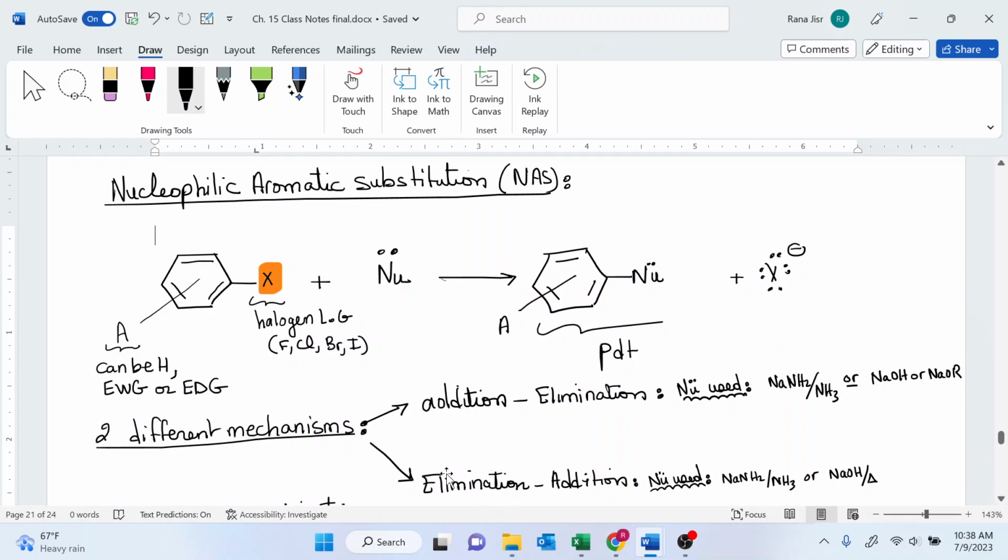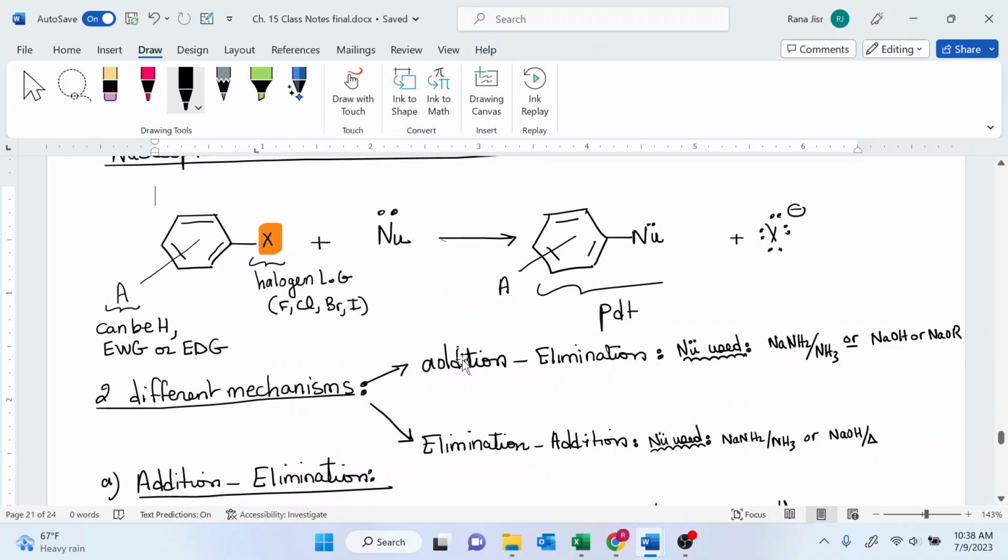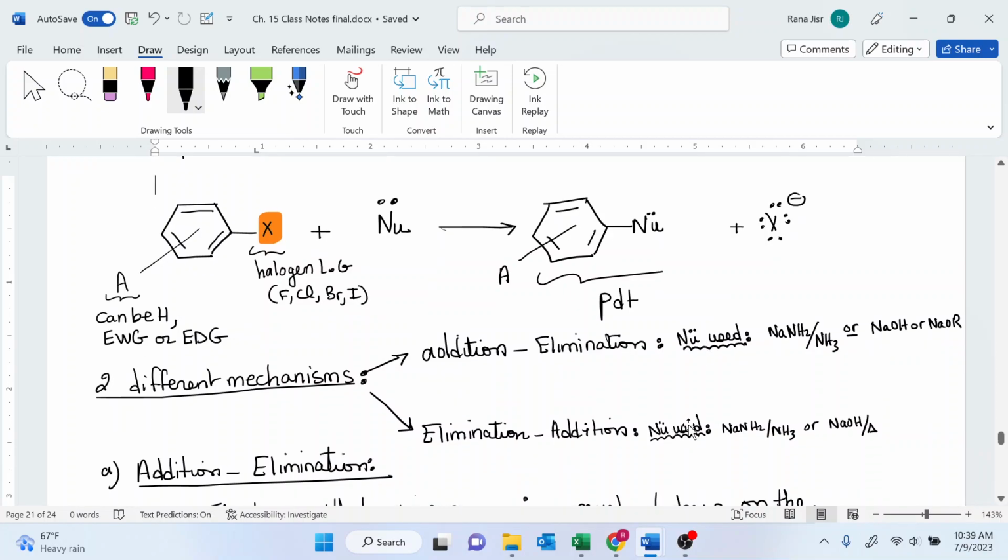Now, for both, you would need a halogen on the benzene because after all, you are substituting the halogen with the nucleophile. The two different mechanisms are addition-elimination and elimination-addition. The nucleophiles used for both are the same. The difference is in the temperature, and again, as I said, in the groups that are on the benzene, and this is what's going to indicate whether you're going by addition-elimination or elimination-addition.